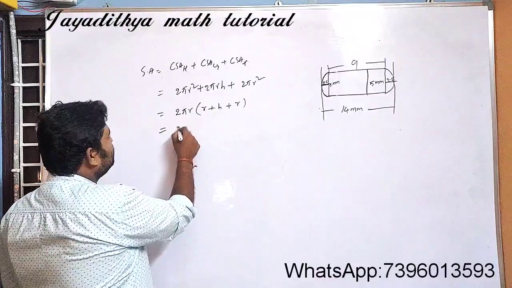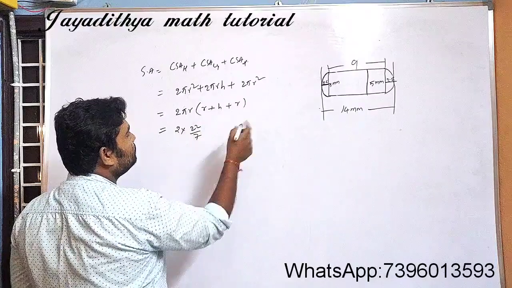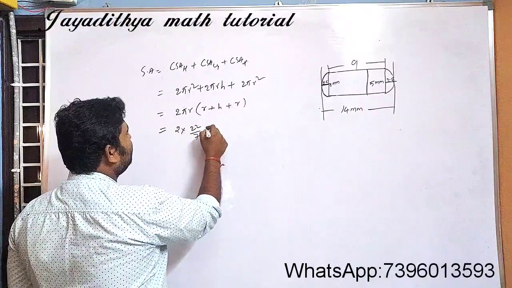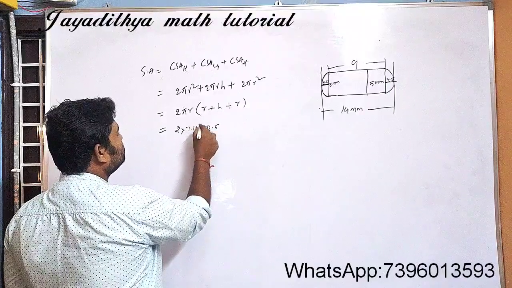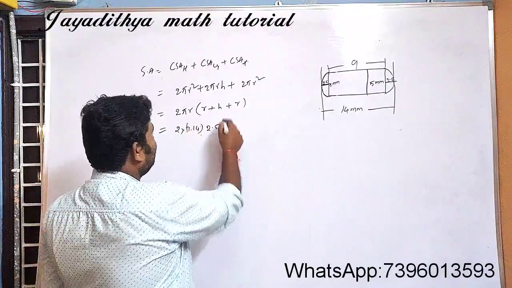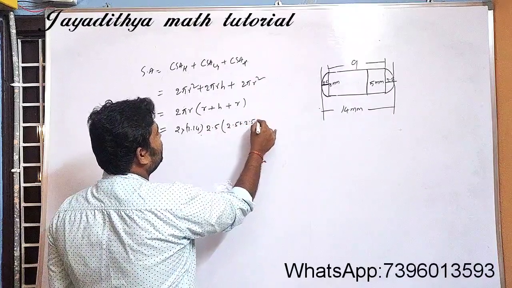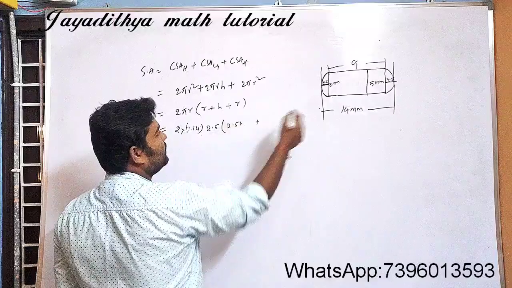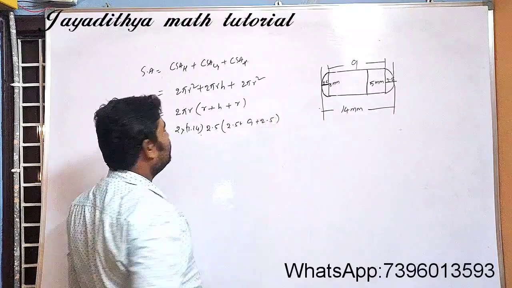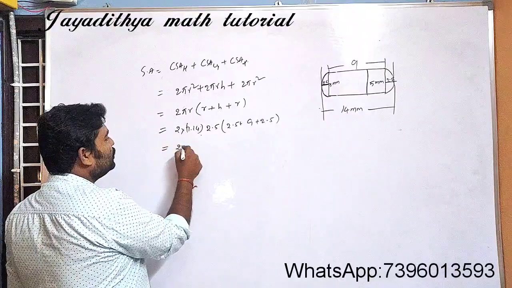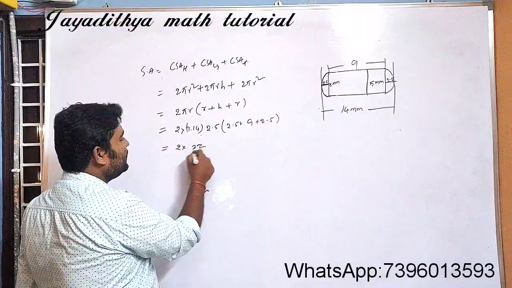So substitute the values here. 2 into 22 by 7 and what is the radius he has given? Radius is equal to 2.5, or else you take 3.14 here. 2.5, and this will be 2.5 plus 2.5 plus h. Height is 9, plus r is equal to how much, Nana? Again 2.5. You can take anything here. 2 into 3.14 also you can take, or you can also take 22/7.